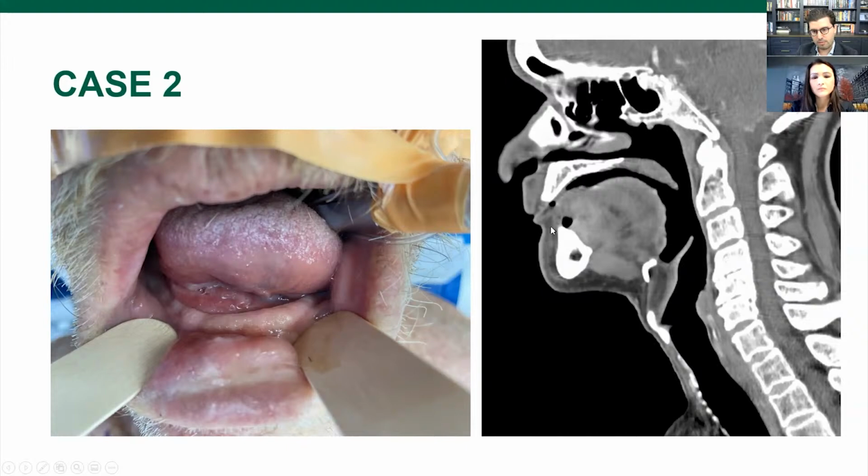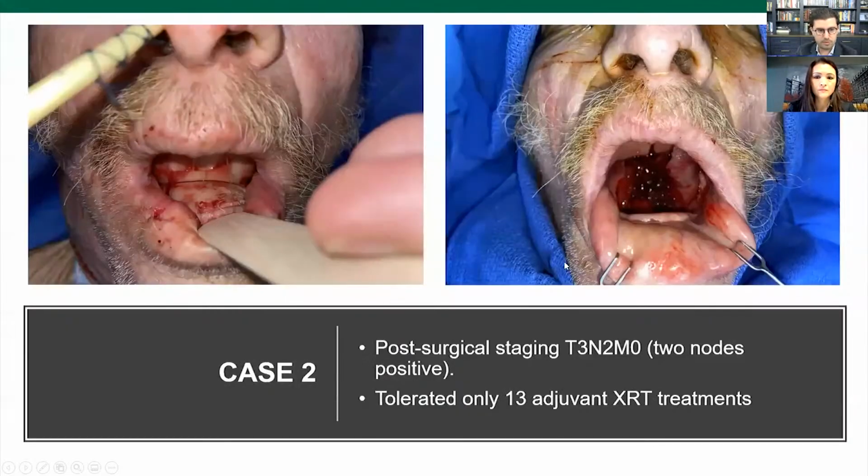In this case, we chose to do a marginal mandibulectomy and actually preserve most of the mandible. So you can see he had a marginal mandibulectomy, he lost a bunch of his tongue. We didn't just primarily close this, we put another free flap in. And he actually had 2 nodes that were positive.